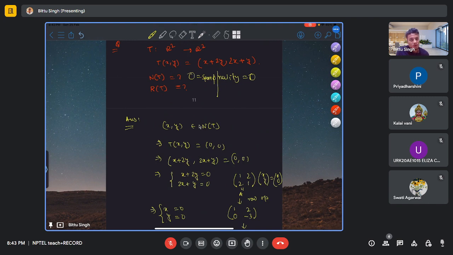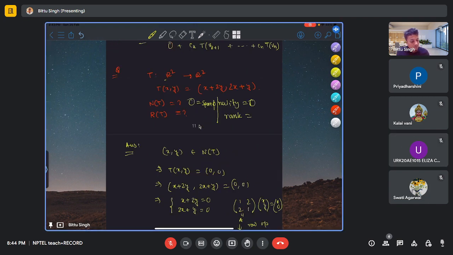Now what will be the range of this T? By the rank nullity theorem, what will be the dimension of the range? What will be the rank? 0 plus 2, sir. Yes, it is the dimension of the domain, dimension of R2, minus the nullity of T. So 2 minus 0, 2. So the range space has dimension 2. Therefore, the range of T will be the whole R2, right?